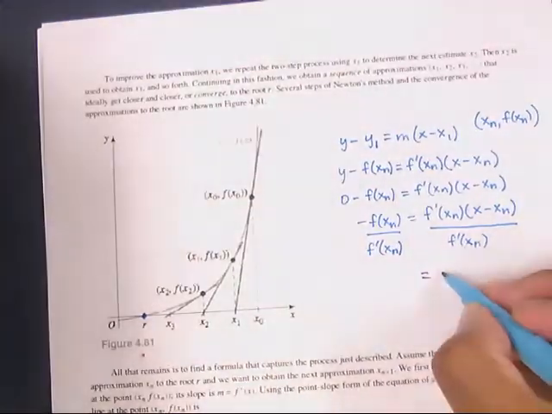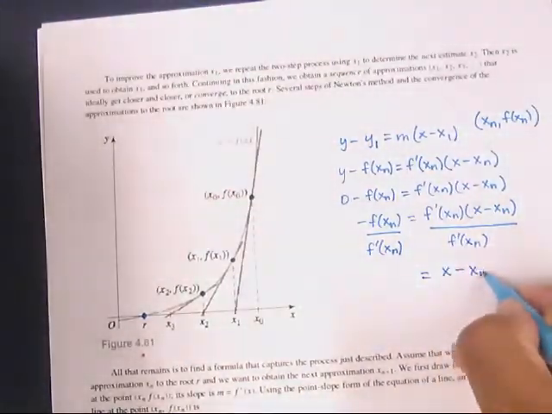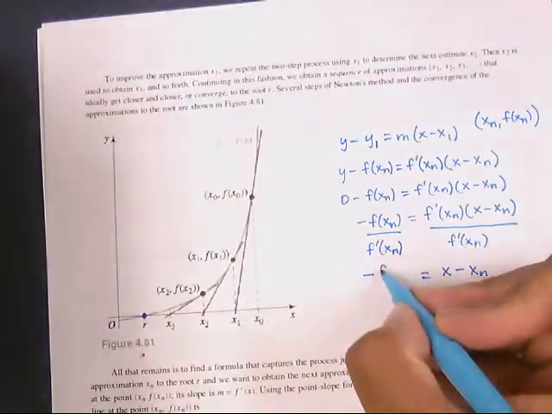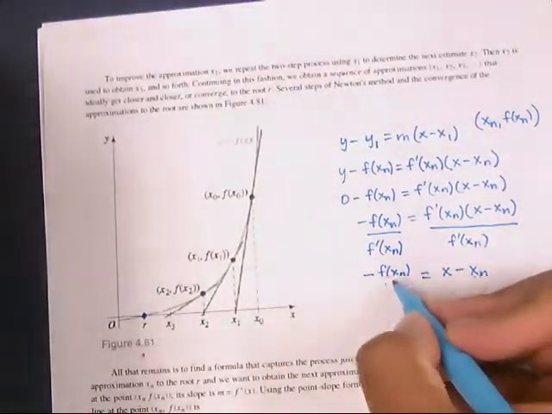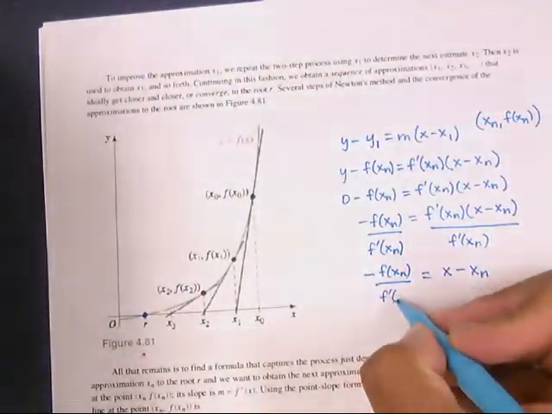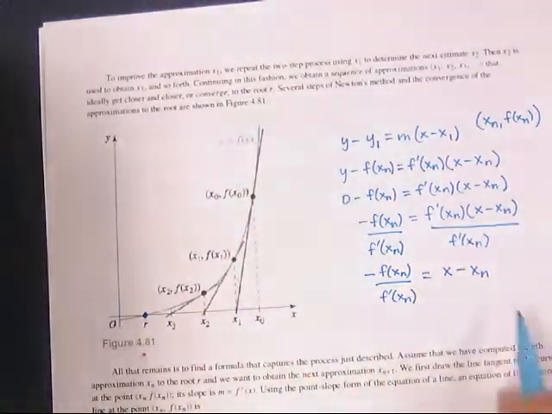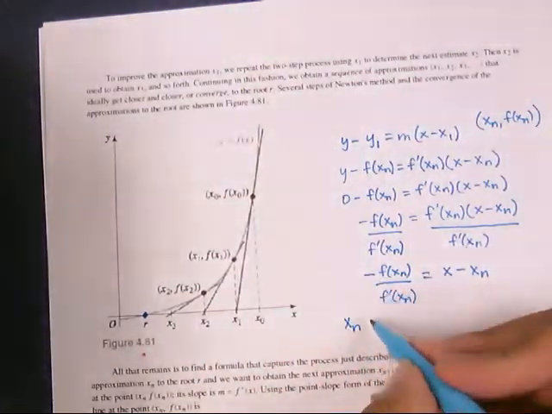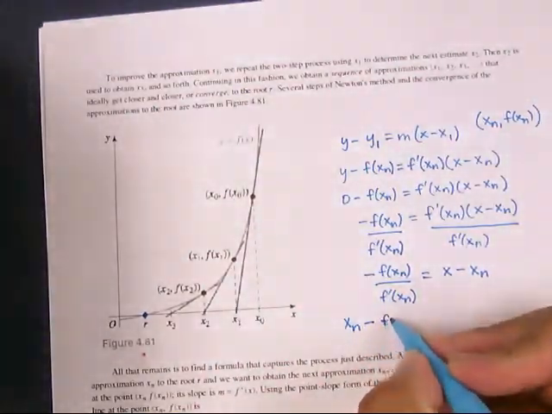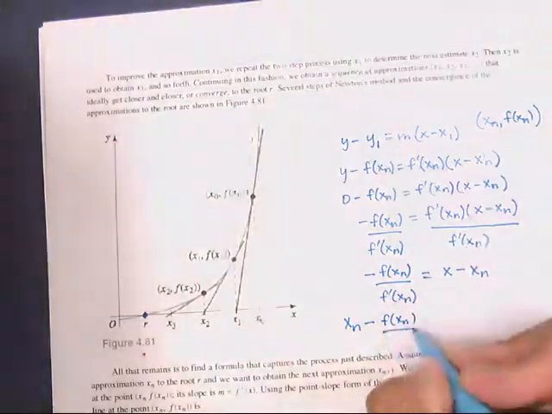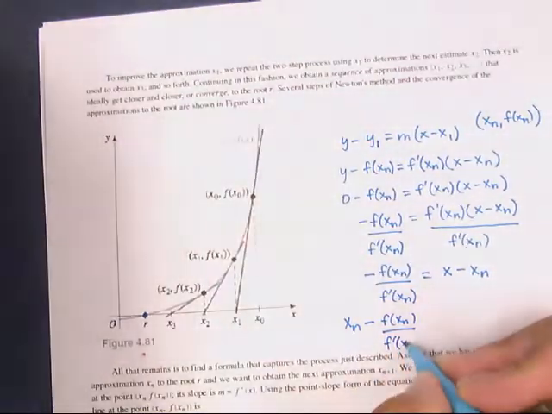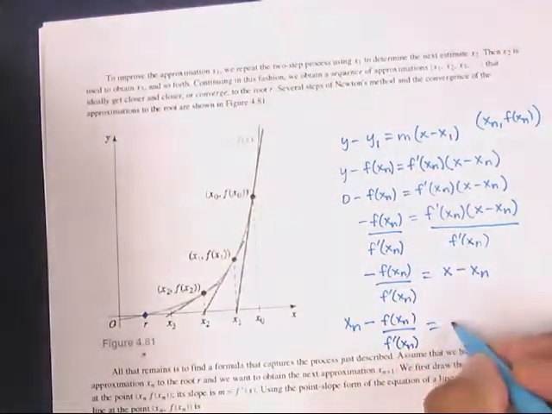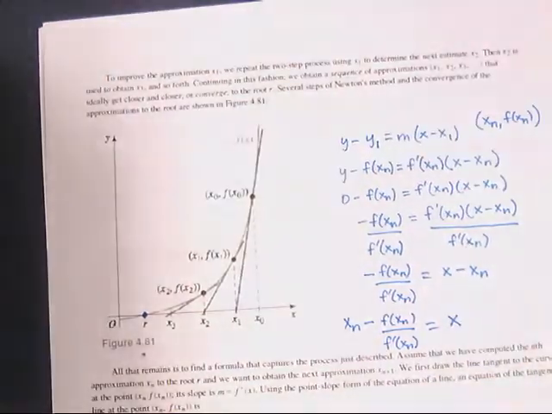Okay, so what I'm going to have is x minus x of n equaling negative f of x of n divided by f prime of x of n. And then I'm going to move the x of n over to the other side. So this means I'm going to have a positive x of n, and this will be minus f of x of n divided by f prime of x of n equaling x.